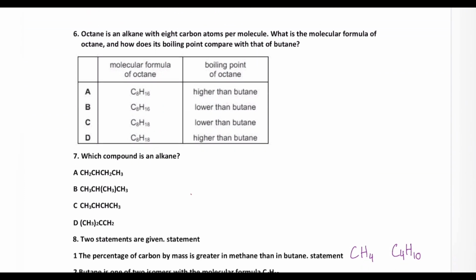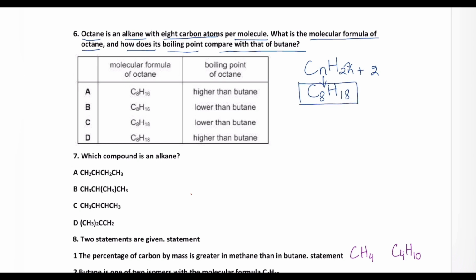Next question is, octane is an alkane with 8 carbon atoms per molecule. What is the molecular formula of octane and how does its boiling point compare with that of butane? Okay, first we will derive the molecular formula of octane from the general formula of alkanes, that is CnH2n+2. So n here is 8, C8, H will be 2 into 8 makes 16, 16 plus 2 is 18.